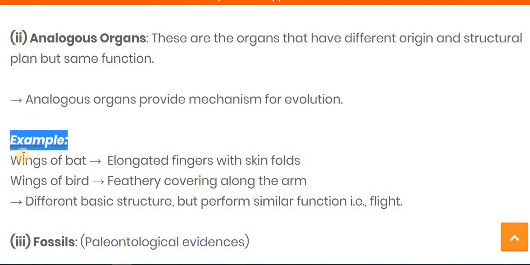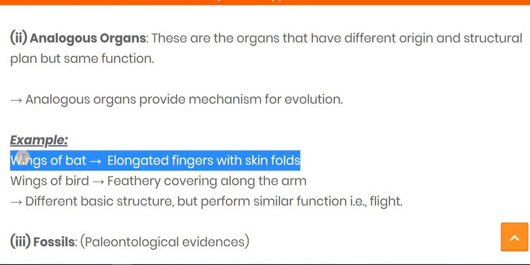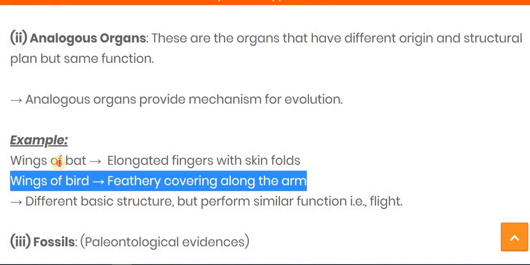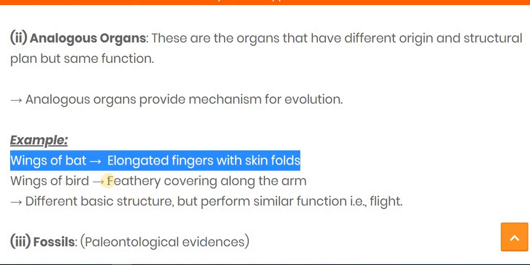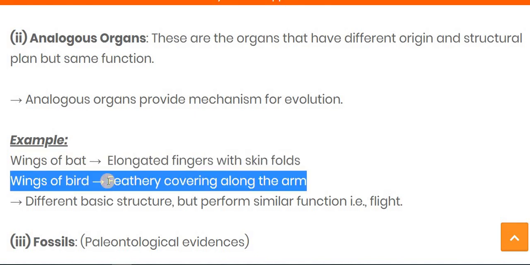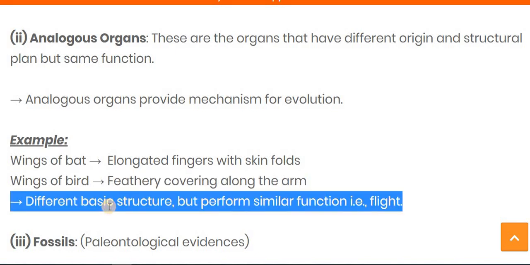Let's see an example of analogous organs: the wings of a bat, which are elongated fingers with folded skin, and the wings of a bird. Here the wings of bat and bird have a similar function, which is flying. But if you look at the structure, the wing of a bat is elongated fingers with skin folds, whereas the wing of a bird is a feathery cover along the arm. So the basic structure is different, but they perform the same function, flying. This comes under analogous organs.